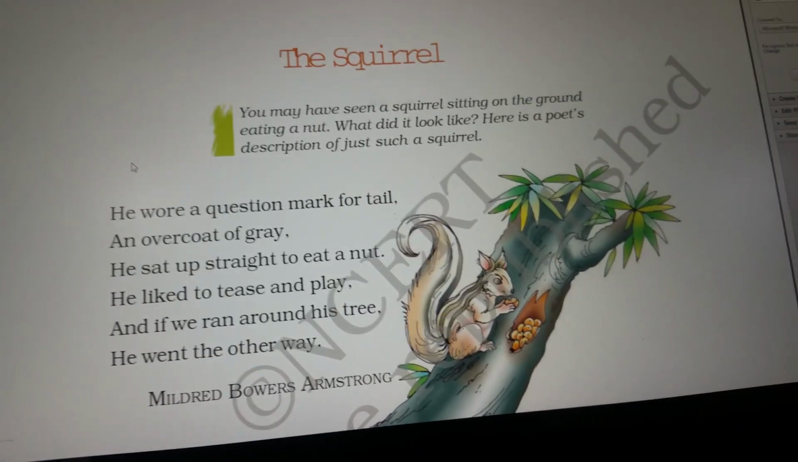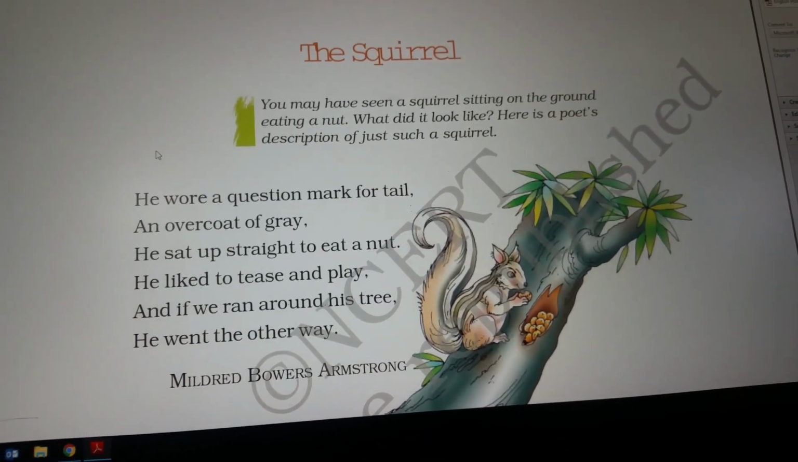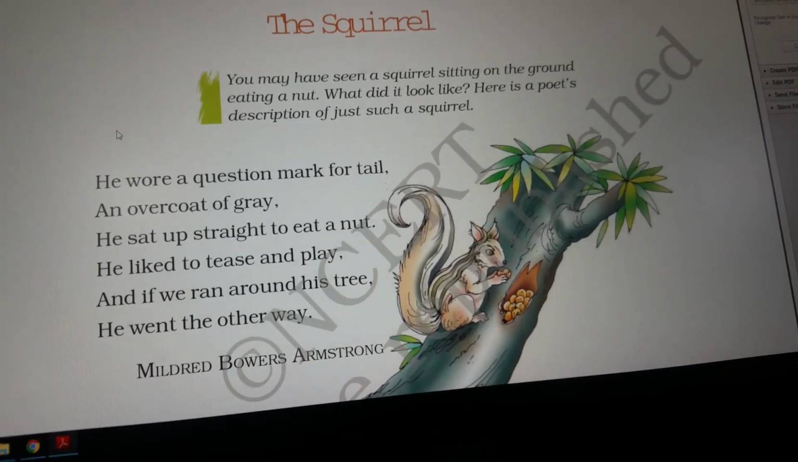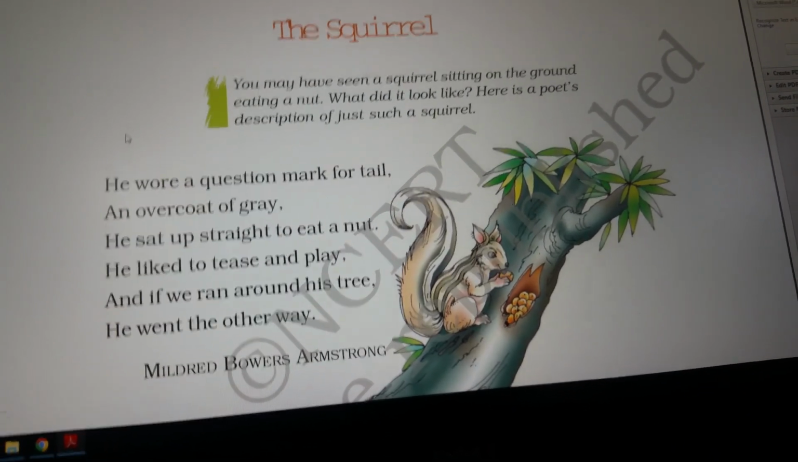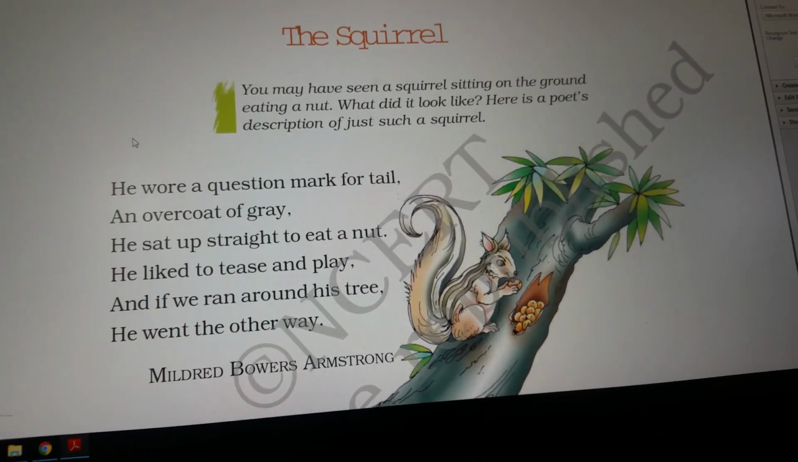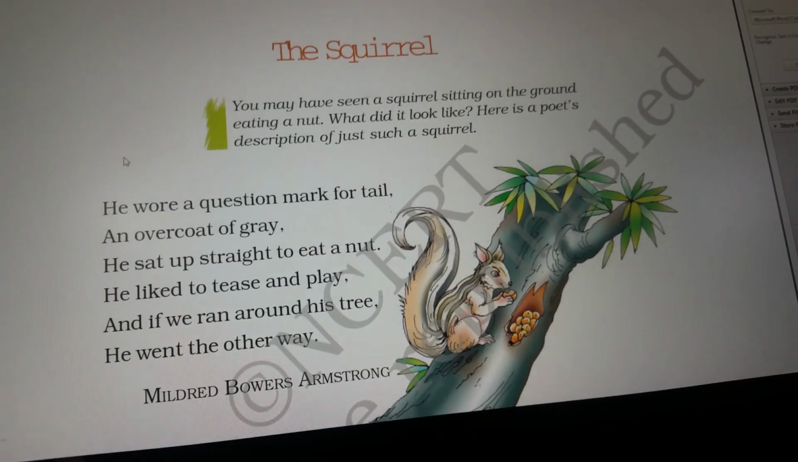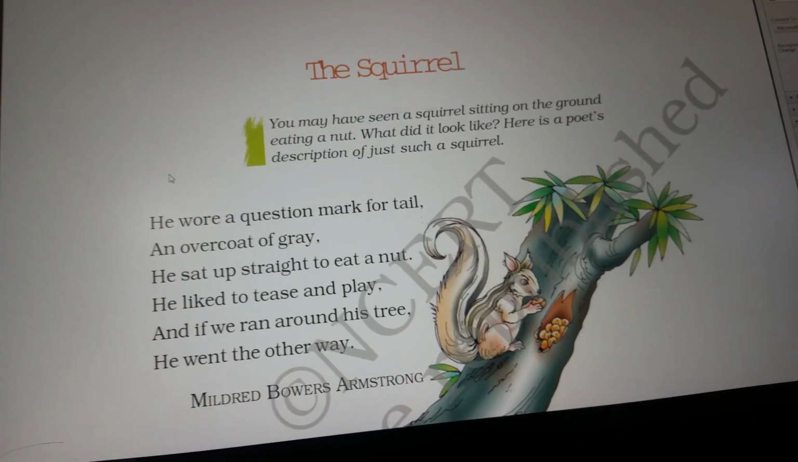The topic which we are going to discuss today is a poem, and its name is The Squirrel. You all have seen a squirrel, and you all are aware of what kind of a creature it is, what color it has, what are its activities. We all have seen it.